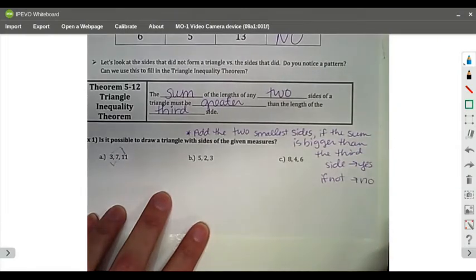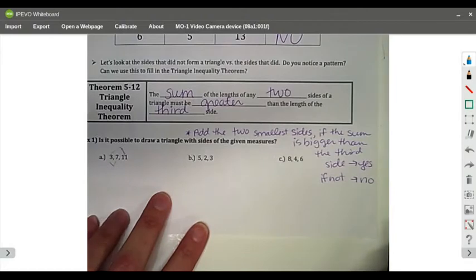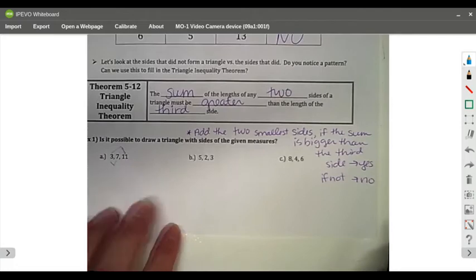So that's basically how you would do it. Add the two smallest sides. If the sum is bigger than the third side, then it's a yes. It would make a triangle. If it's not bigger than it, then it's a no.